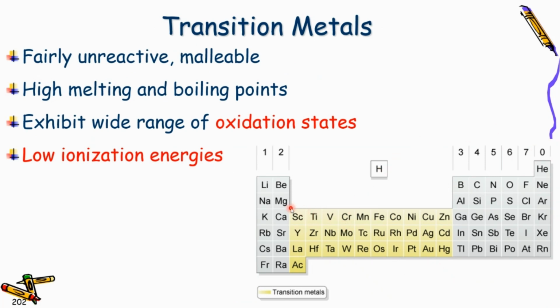Okay, and then next is the transition metals. They are very unreactive and malleable. Compared to these two groups, these are more unreactive. They have high melting and boiling points. What does that mean? They are present in the form of solids, right? That's why if you increase the temperature, it's difficult for them to become liquid or gas. The third point is that they exhibit a wide range of oxidation states. Because you have more than 2 valence electrons, you can have 3, 4, 5, 6 valence electrons, so you will have a wide range of oxidation states, and low ionization energy.